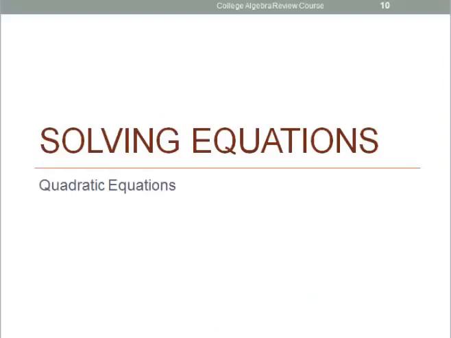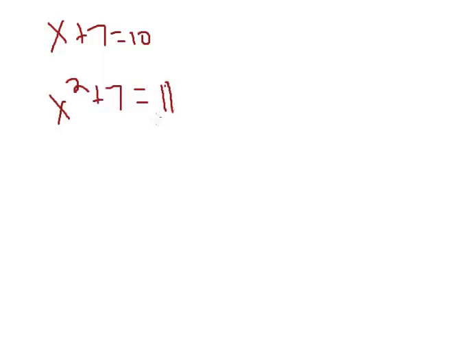Okay, and the next step we're going to do is solving quadratic equations. We're going to continue solving equations in general, and we're going to look at the type of equation known as a quadratic equation. All a quadratic equation means is that there is an exponent. For example, instead of something like x plus 7 equals 10, you have something like x squared plus 7 equals, let's say, 11.